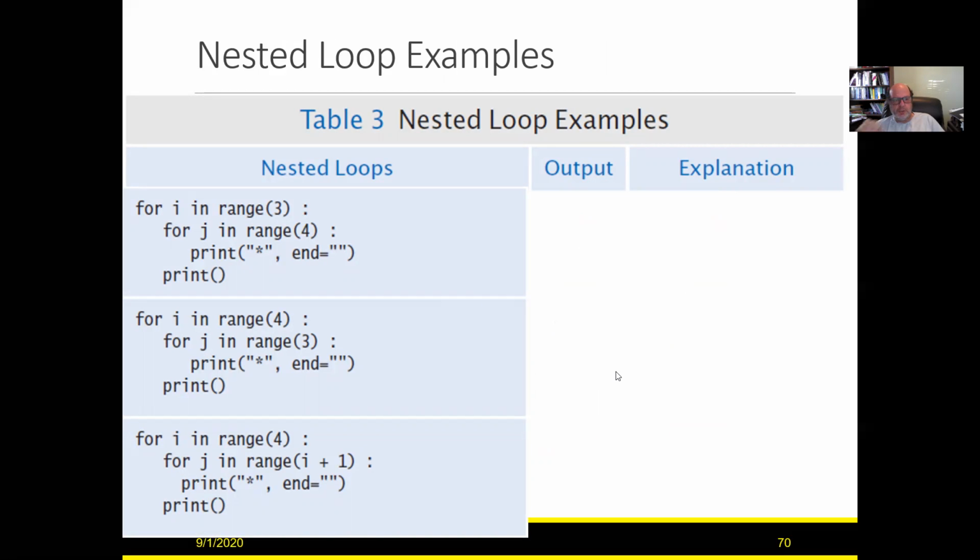So let's take a look at this one. If I have for i in range 3, for j in range 4, print the star, and end is empty, and then we have the print. So you have to think about, why do I have this print? I'm going to be printing this in one line, and then I'm going to go to the next line. So think about this, write it down. What do you think is going to be the result of this?